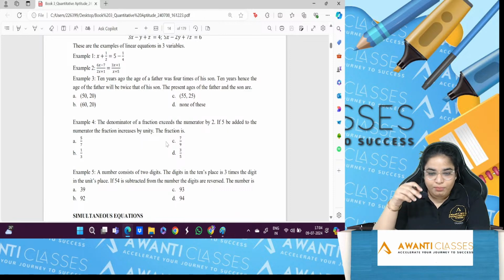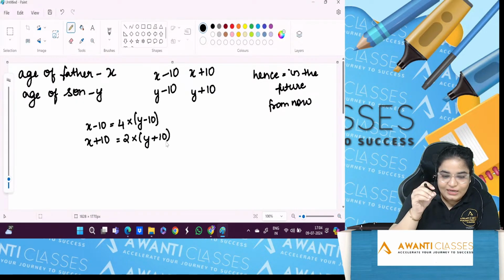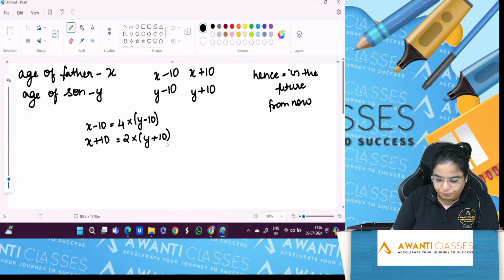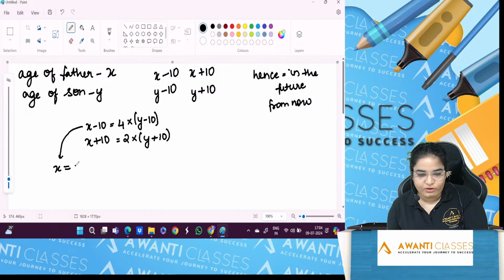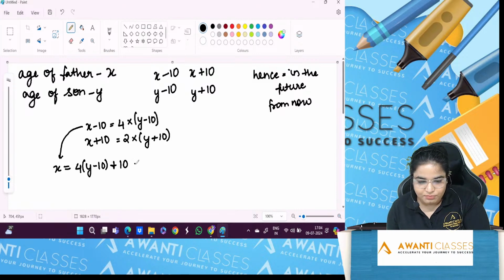So what are they asking? They are asking for present ages. What is X and Y? What is their age today? Simple, no? Very, very simple. Look at the first equation here. X is equal to, simply, 4 into Y minus 10, plus 10. Here minus 10 went that way, became plus 10. Very simple. X is equal to 4Y minus 40 plus 10.